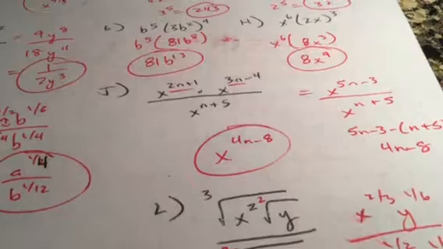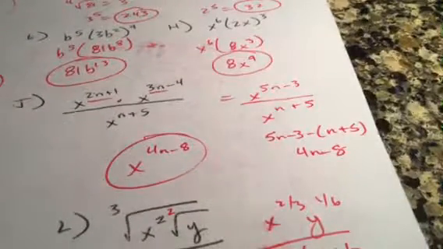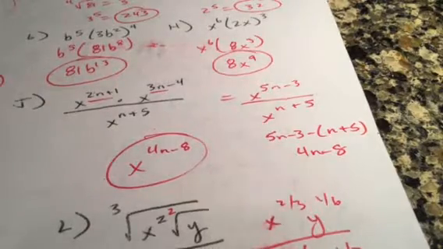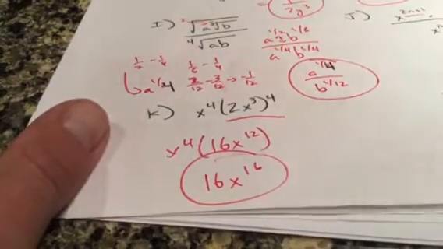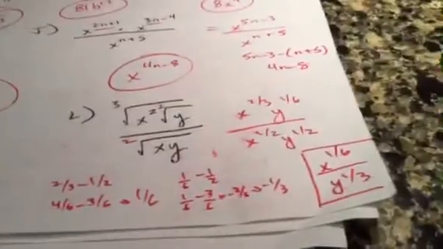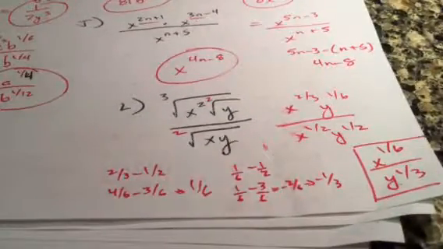J, we've seen this one a lot. Add the exponents up top, then you're going to subtract. Make sure you're subtracting both n and 5. I've seen some mistakes there. Aside from J, K, that one's honestly not too bad at all. And then L. L is very much like I.